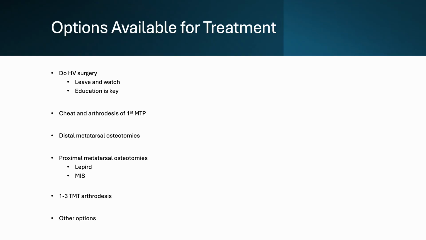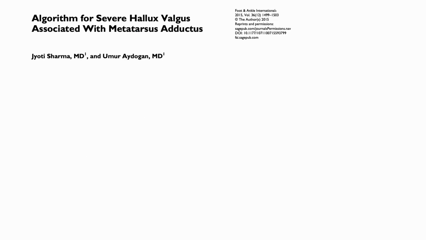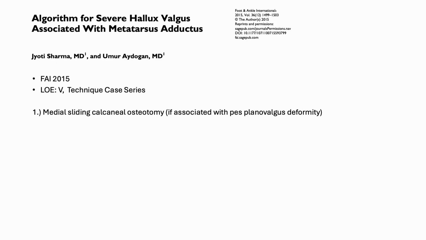And then lastly, there's some other outside thinking. I think you have to talk about everything, and you can't just be narrow-minded. But there are some other options that I'll talk about that there's some literature on. This paper, 2015, Foot and Ankle International, talks about an algorithm for severe hallux valgus with associated metatarsus adductus. It's a technique case series.